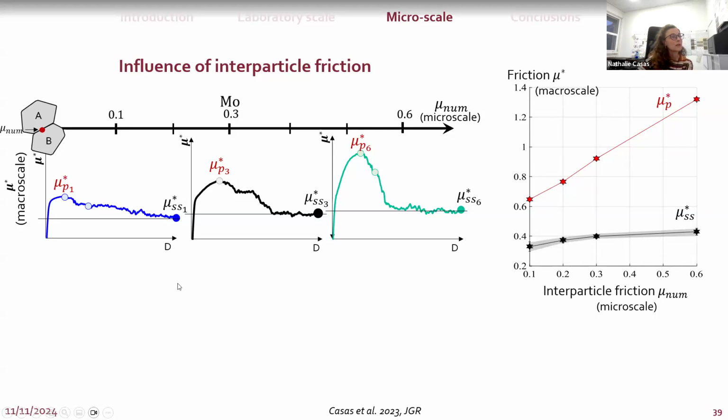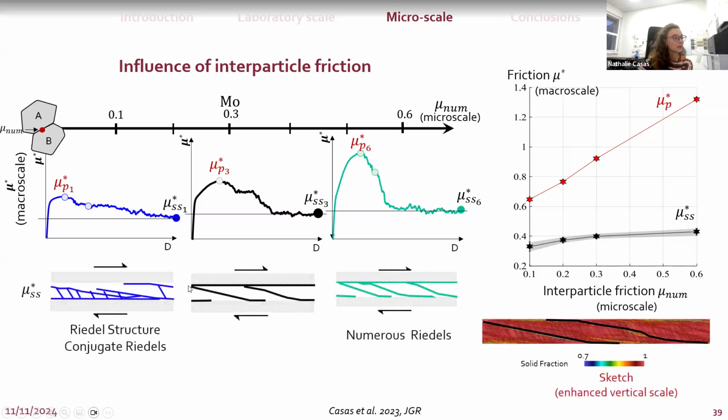Now, if we look at the shear deformation, we also see a big difference. With a very low interparticle friction, we see this strange Riedel structure. We not only have the Riedel but also conjugate Riedels appearing, and we decrease the orientation angle of the Riedel bands with respect to the direction of shearing. Once we increase the interparticle friction, we no longer have this Riedel structure, but a higher angle from the direction of shearing and a higher number of Riedels within the sample.